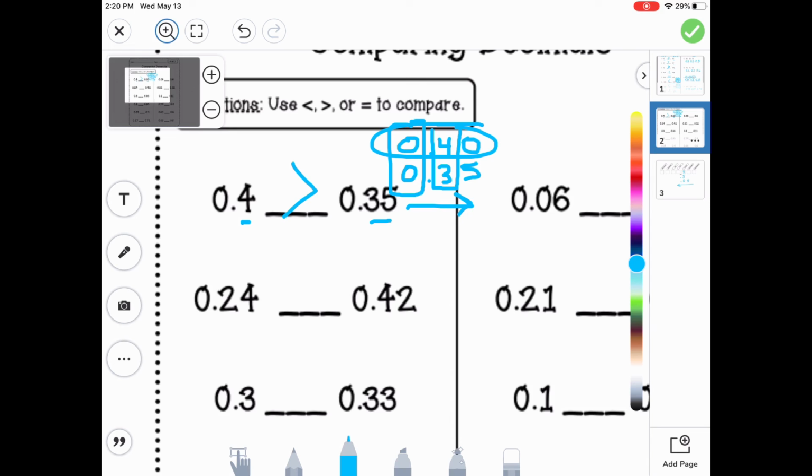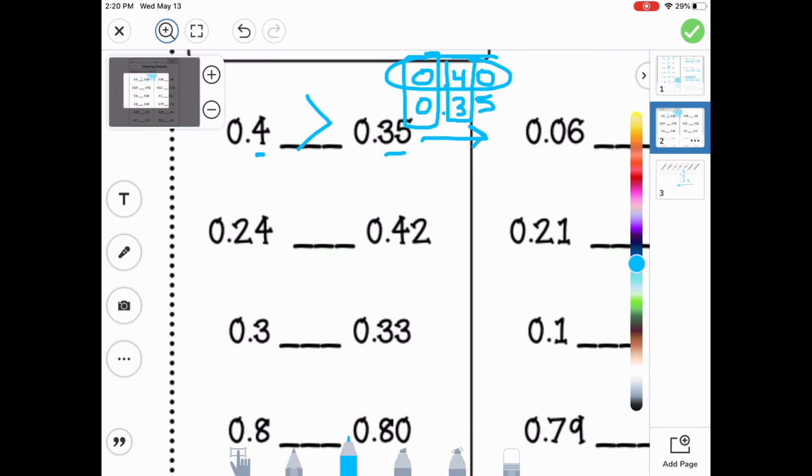So technically that's like saying you have 40 cents compared to 35 cents. So be careful with those problems. Don't let them trick you. The next one is 24 hundredths and 42 hundredths. 24 hundredths is less than 42 hundredths.